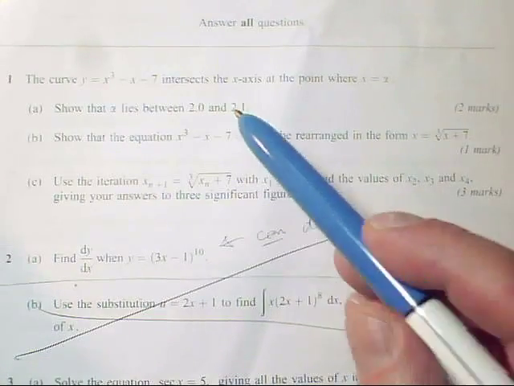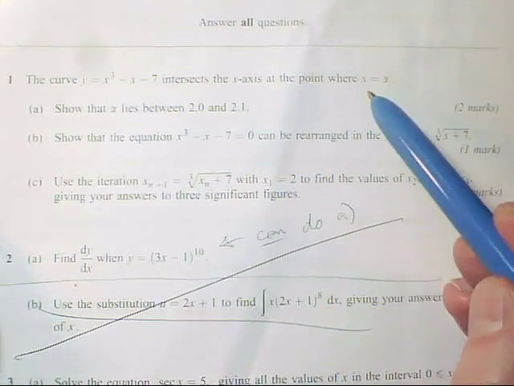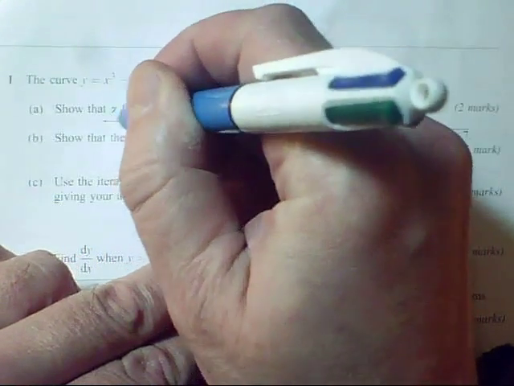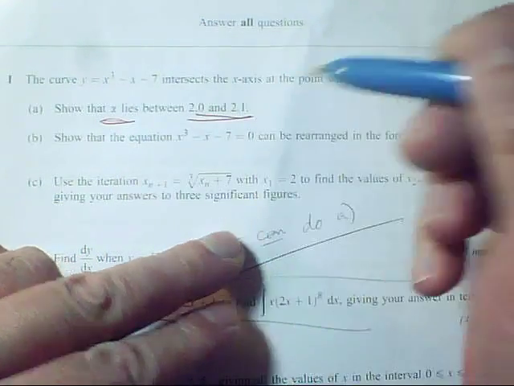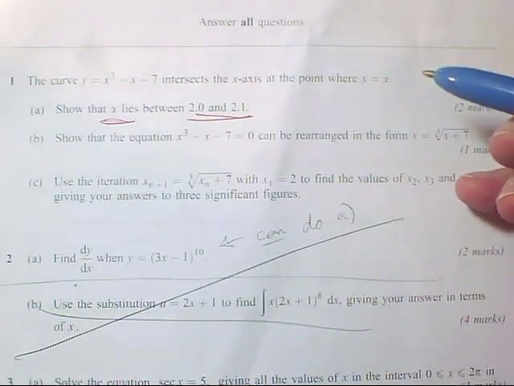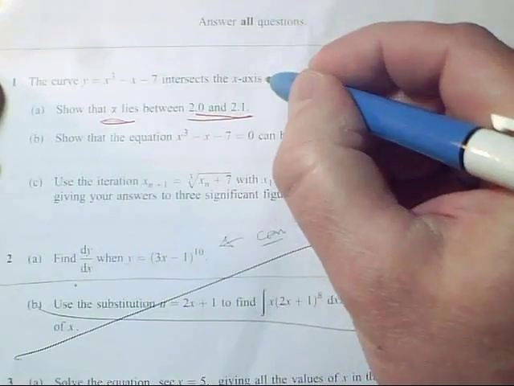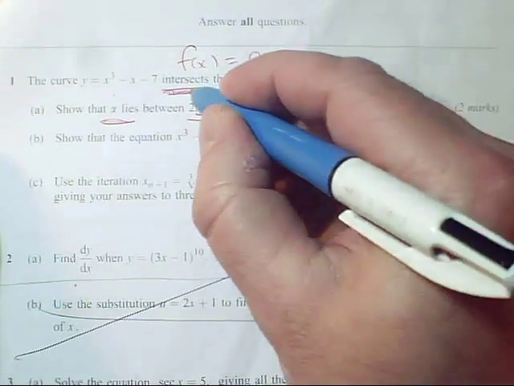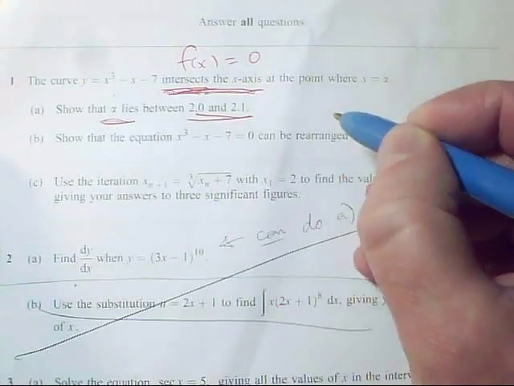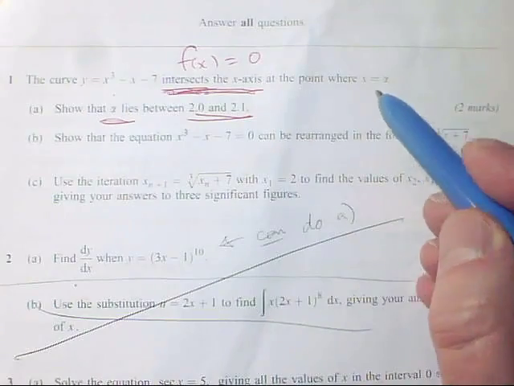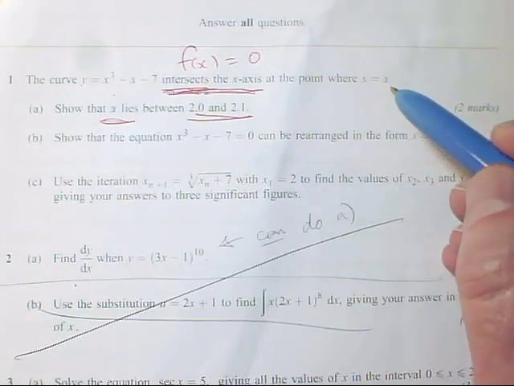Okay, we've got a curve intersecting a line at a point where x equals alpha, and we've got to show that alpha is in a particular range. So we recognize this as being the sign change method. But before we can get started on the sign change method, we need to have some f of x equaling 0. And we see that we want to intersect the x-axis, so our y has to equal what? And that happens when x is alpha, so alpha is the name of our root.